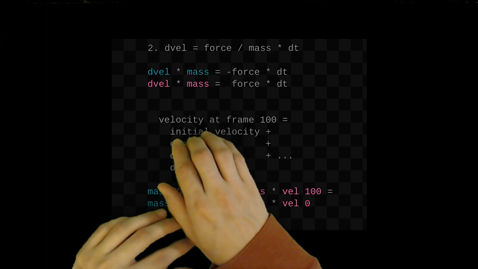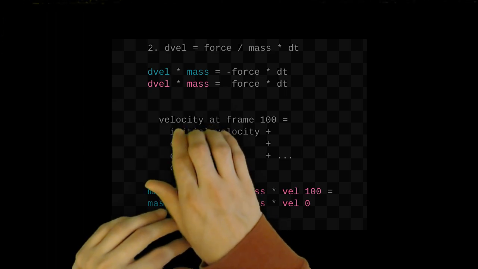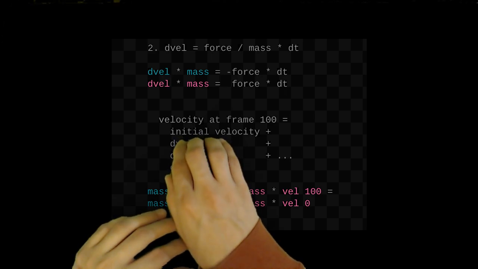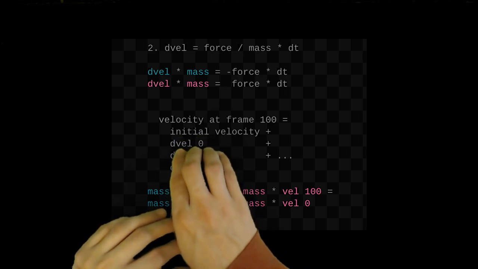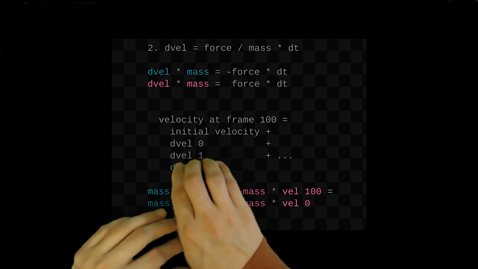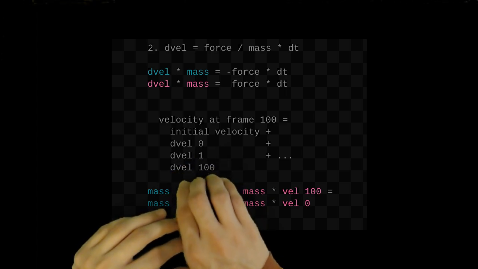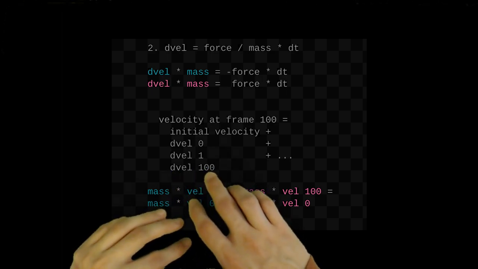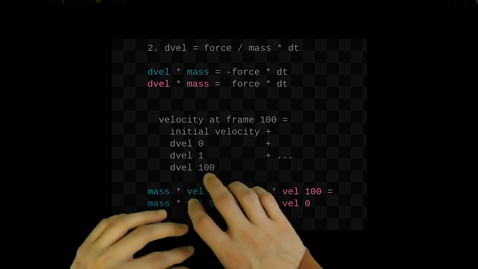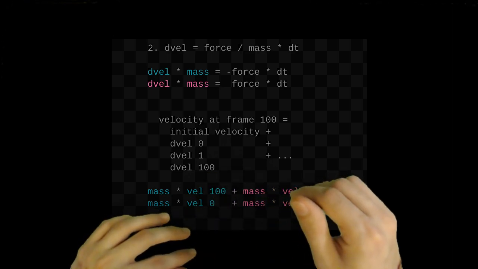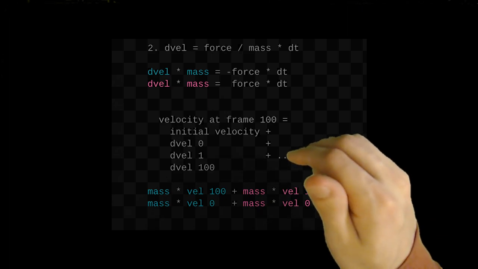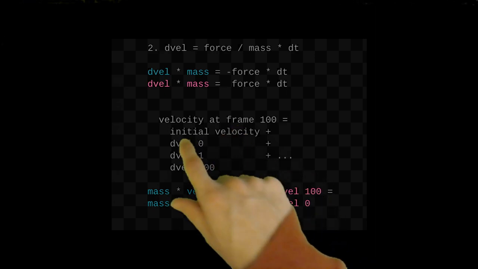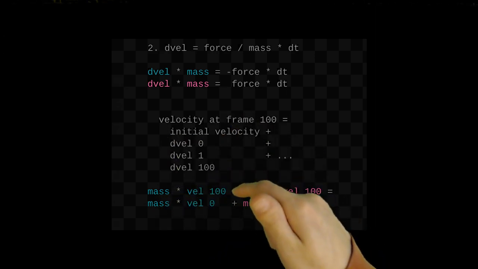Just to go through it a little bit slower, the velocity of an object at frame 100 is going to be the initial velocity plus the delta velocity 0 plus delta velocity 1, all the way up to delta velocity 100. Delta velocity 100 is included here because we are measuring velocities and delta velocities at the ends of the loop, not the beginning. I mean, that's obvious, right? The velocity at this point is just the initial velocity plus all of its changes.